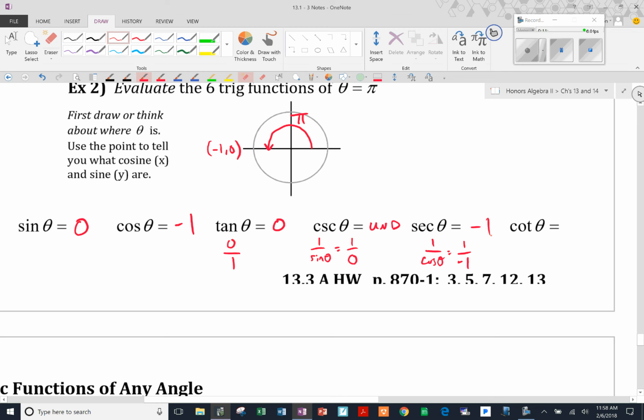Cotangent, what do you think? Spencer, what do you think? Tangent was 0, so what do you think about cotangent? Nope. What happened when we were trying to flip 0 before? Oh, undefined.